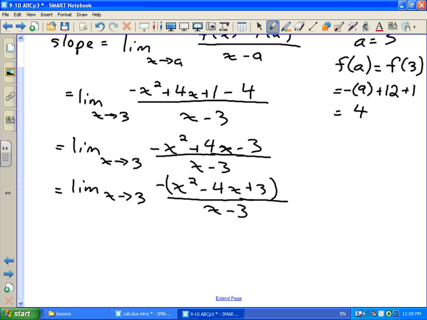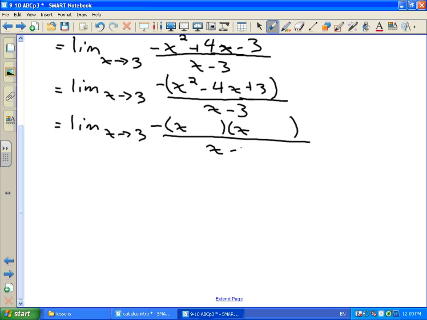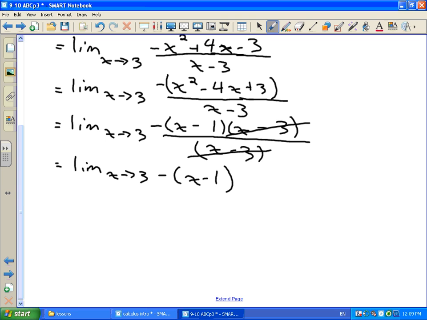Okay, now what should we do with our numerator here? Yeah, we can try to factor this. Limit as x tends to 3 still. x and x, all over x minus 3. To get that 3, we need a 3 and a 1, and a negative there and a negative there. And lo and behold, we get an x minus 3 that's going to cancel out. Beautiful. So what we have here is the limit as x tends to 3 of negative x minus 1.